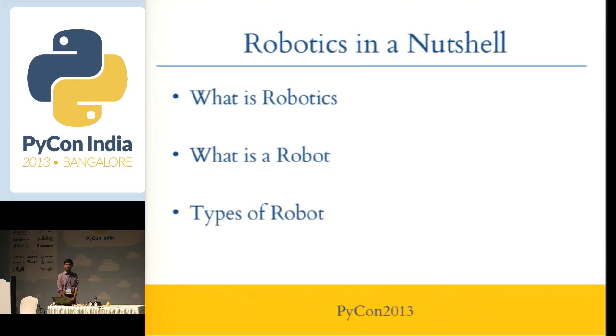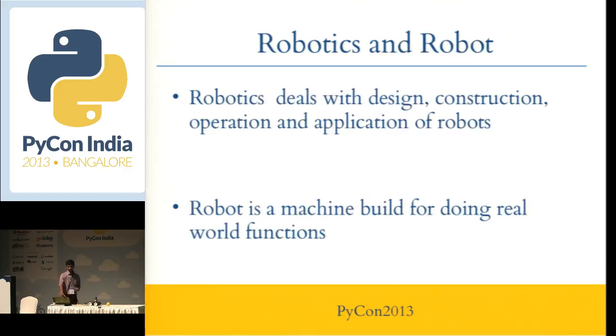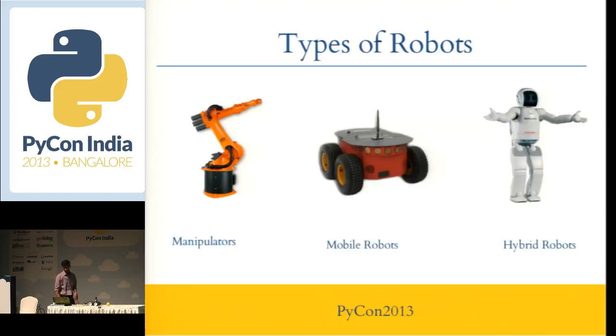So basically, what is robotics and what do you mean by a robot? Then the types of robots. How many of you are interested in robotics? Just raise your hands. Okay, that's great. I'm giving just an introduction, a definition. Robotics deals with design, construction, operation and application of robots. Very simple. Then a robot is simply a machine or a program built for doing a real world function. Then these are the main types of robots.